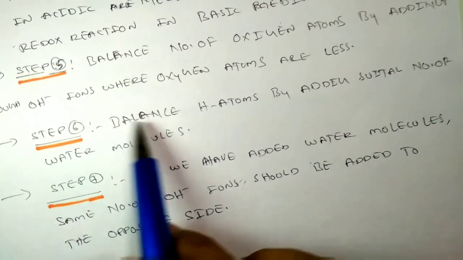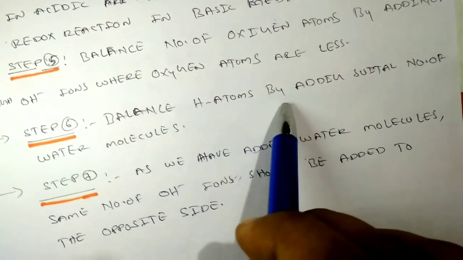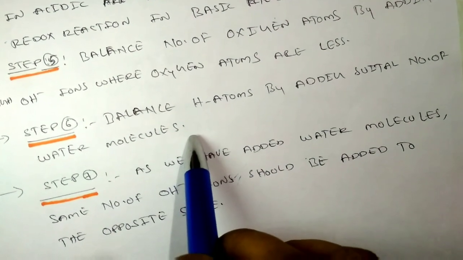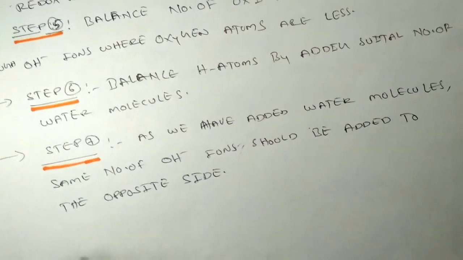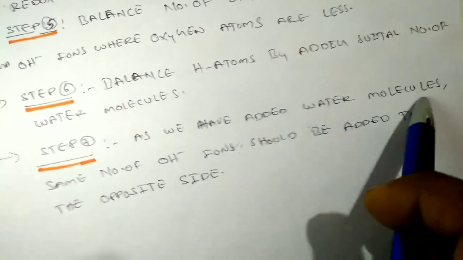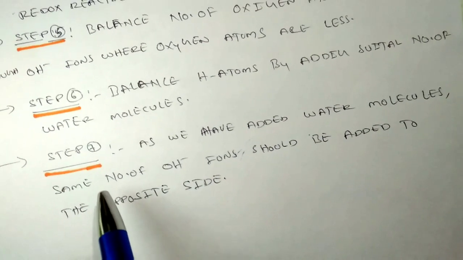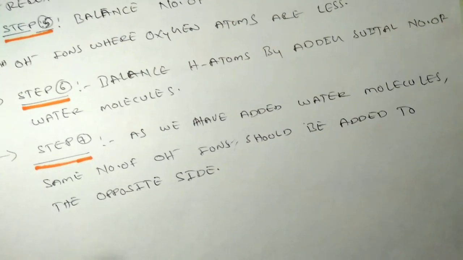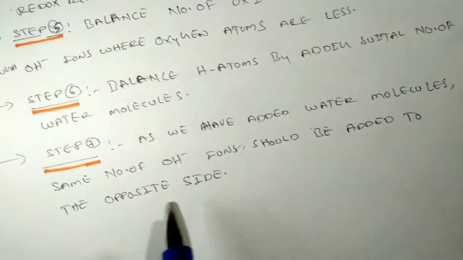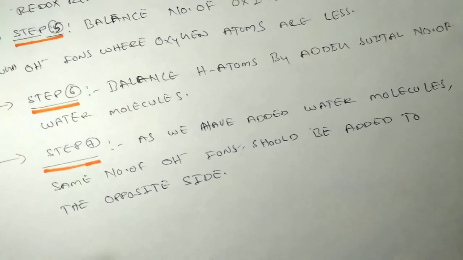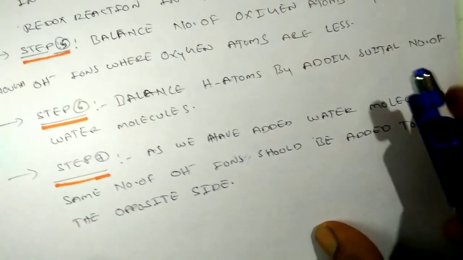Next, step 6. Balance the hydrogen atoms by adding a suitable number of water molecules. That also you will understand when we take one example. Last step: as we have added water molecules, the same number of OH minus ions should be added to the opposite side. With this we will finish balancing the total redox reaction in basic medium.